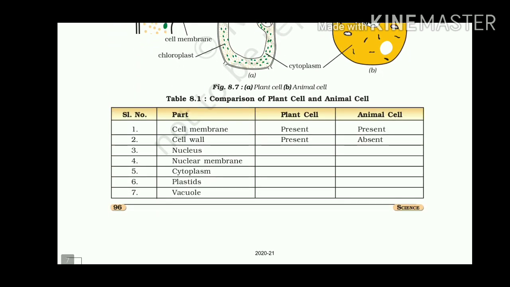I will just tell you if it is present or absent. Cell membrane present, present. Cell wall absent, present. Nucleus present, present. Nuclear membrane present, cytoplasm present, plastids absent, present, vacuole present.